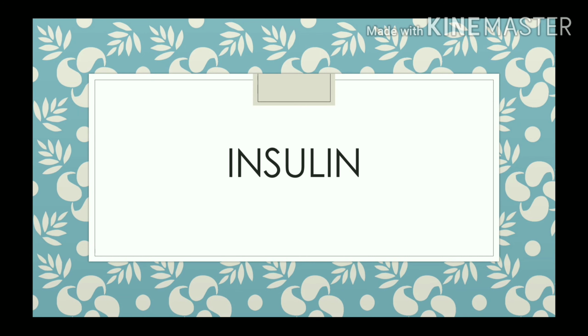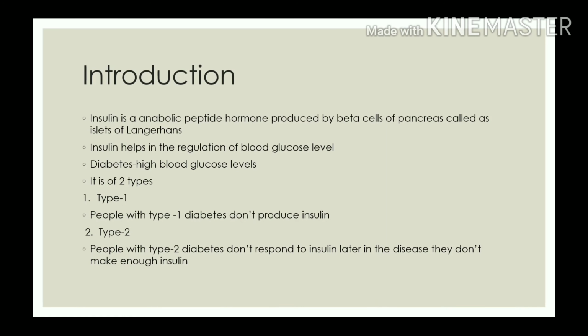Today I am going to discuss about insulin. Introduction. Insulin is an anabolic peptide hormone produced by beta cells of pancreas called as islets of Langerhans. So pancreas can produce alpha cells and beta cells. So from the beta cells, this insulin is produced. Insulin helps in the regulation of blood glucose level.